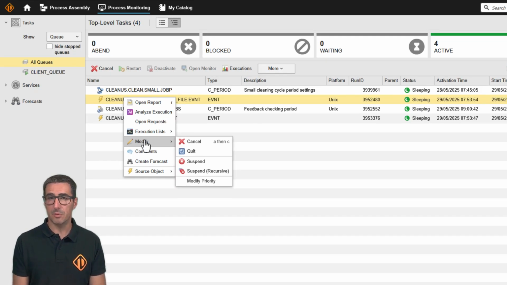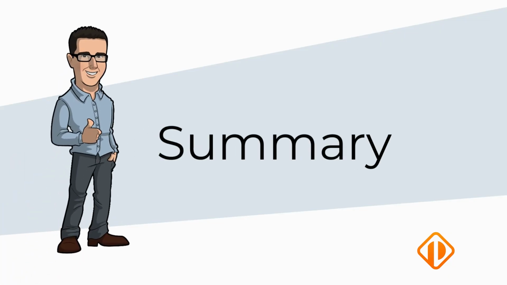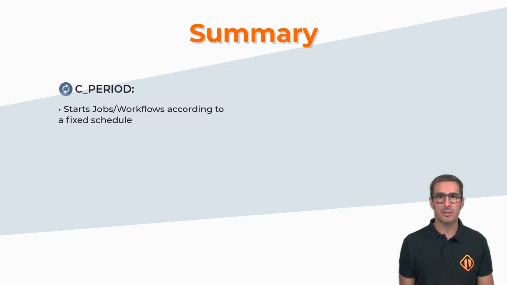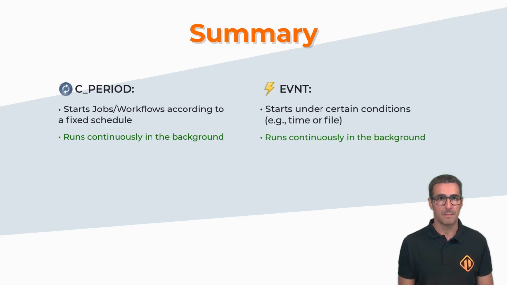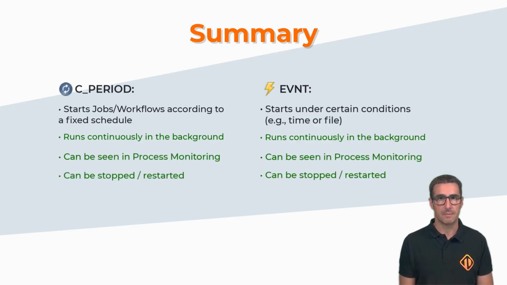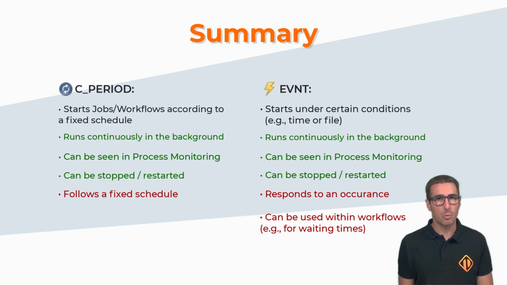Now, time for a brief summary of the differences. C period is a start option that allows a job or workflow to be started regularly. Event is its own object type that triggers something when a condition is met, such as a specific time or a file. Both run continuously in the background, both appear in process monitoring, and both can be stopped or restarted. The main difference lies in the trigger. C period follows a fixed schedule, while an event responds to an occurrence, and events can not only be used on their own, but also within workflows, for example for delays or waiting conditions.